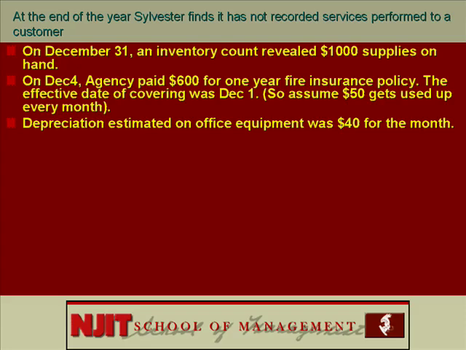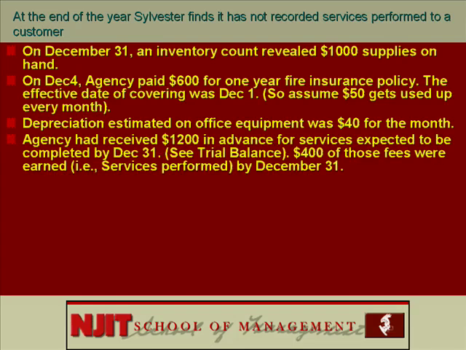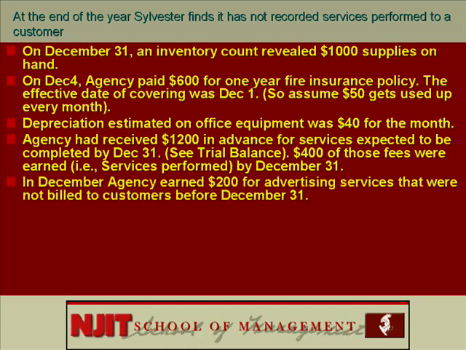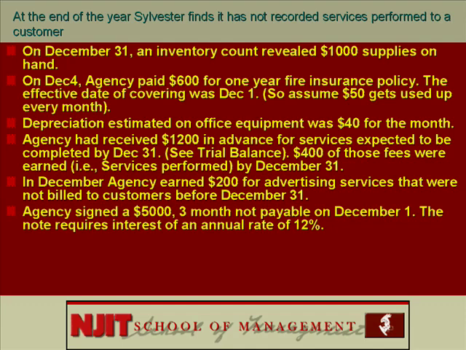Depreciation on office equipment is $40 for the month. Agency had received $1,200 in advance for services expected to be completed by December 31. $400 of those were earned. Agency earned $200 for advertising services that were not billed to customers. You signed a $5,000 3-month note payable on December 1st. The note requires an interest of 12% per year.